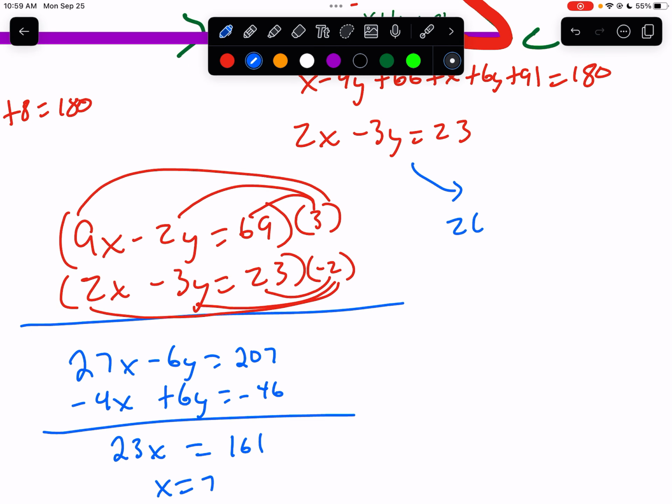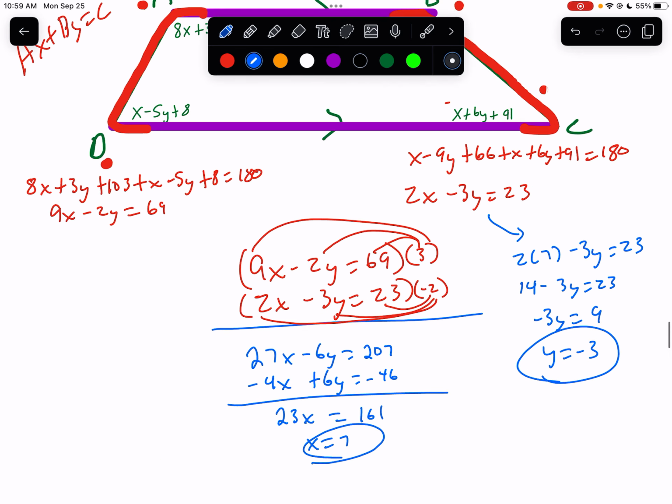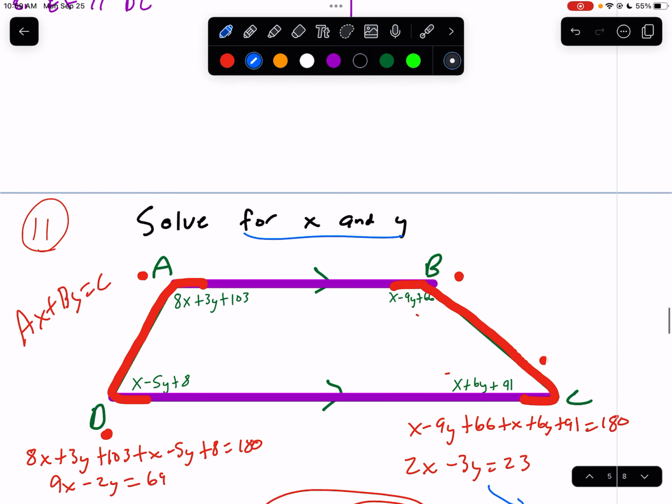So when I do that, I get 2 times 7 minus 3y equals 23. So that's 14 minus 3y equals 23. And so negative 3y equals 9. So y equals negative 3. And your answers are x equals 7 and y equals negative 3. And that's what we were trying to do. So we are done.